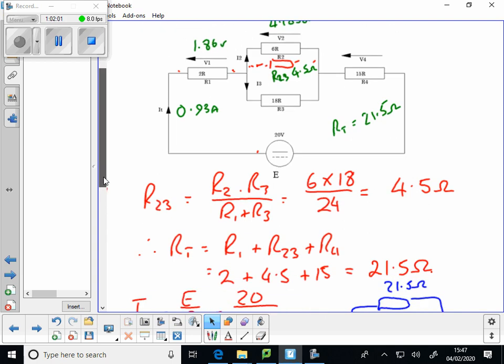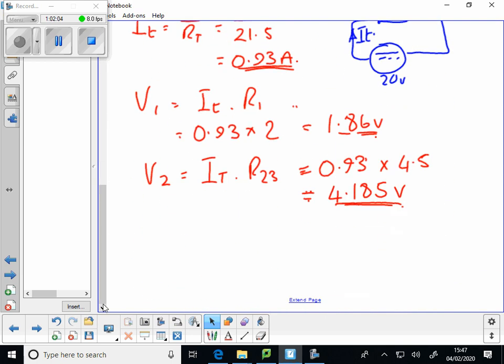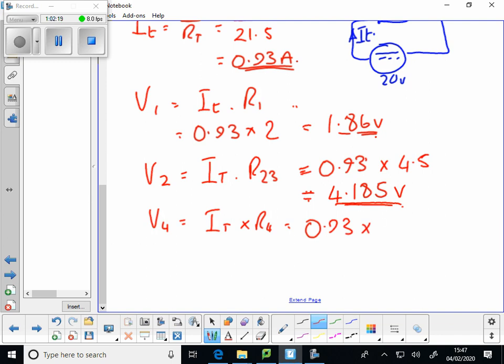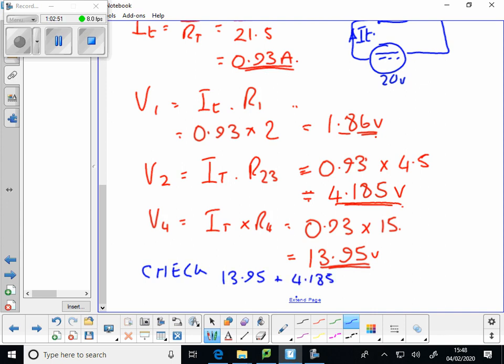We might as well finish off the voltages. V4 is IT times R4, 0.93 times 15, which is 13.95 volts.